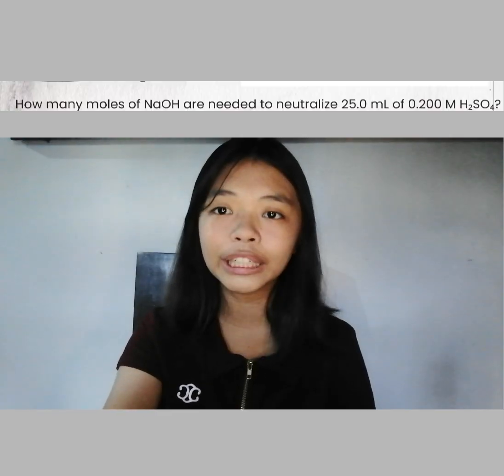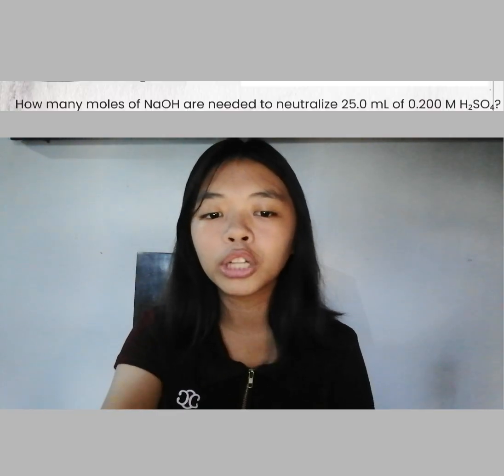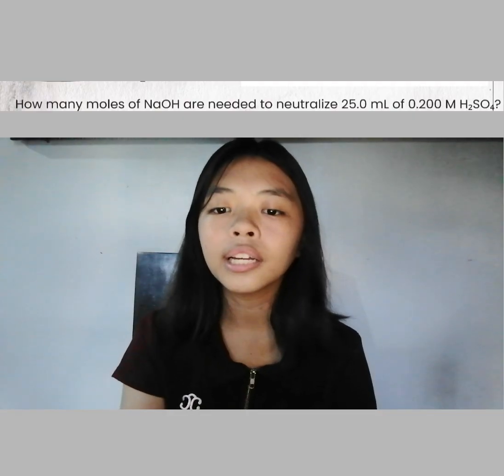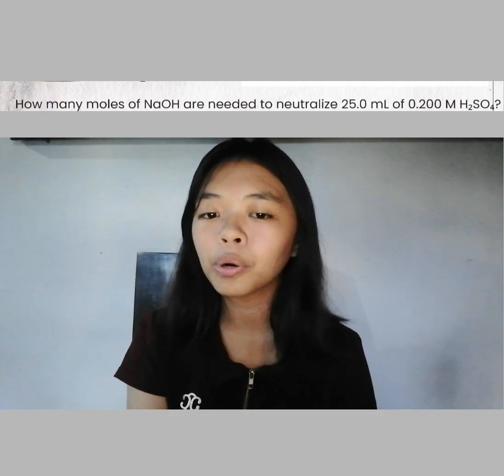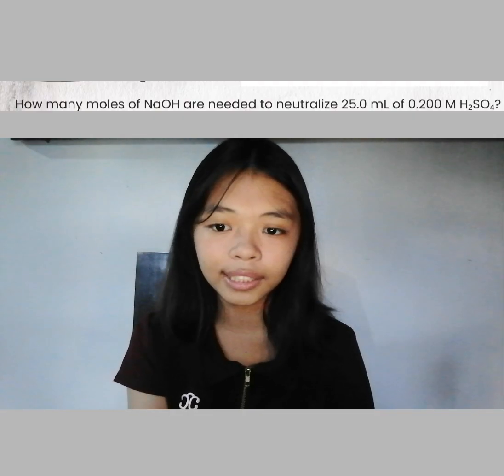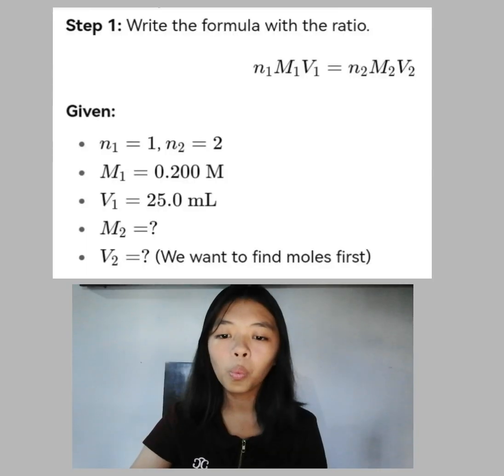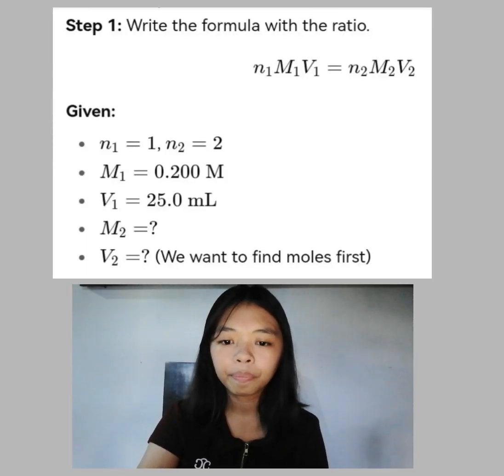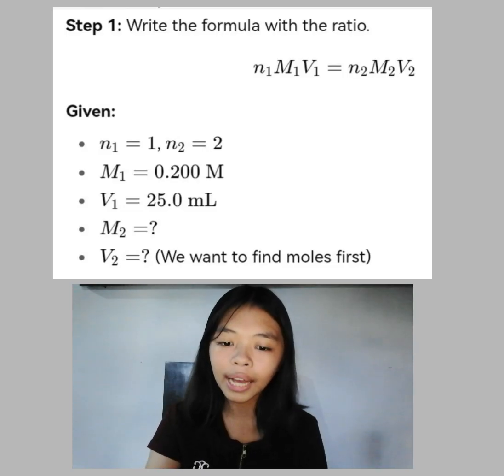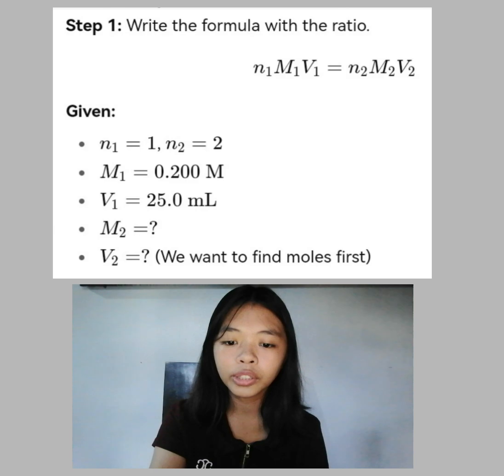Now, let us try a reaction that is not a 1-to-1 ratio. The problem reads, how many moles of sodium hydroxide are needed to neutralize 25 milliliters of 0.200 molar sulfuric acid? First, we look at the balanced equation and determine the ratio. So, the ratio is 1 mole of sulfuric acid to 2 moles of sodium hydroxide.